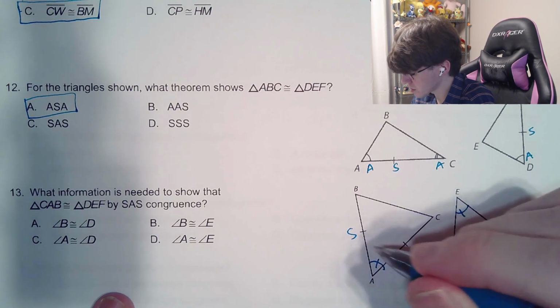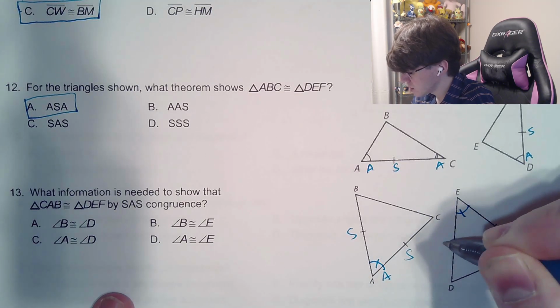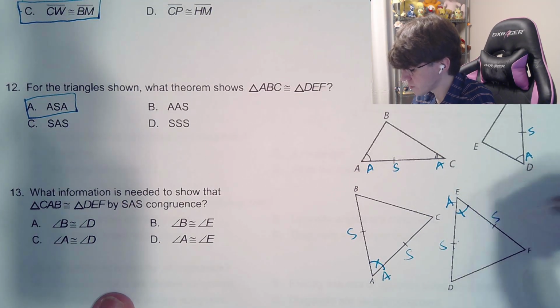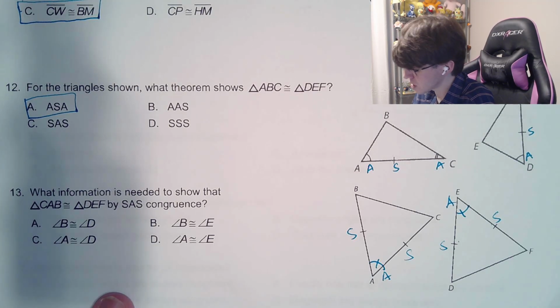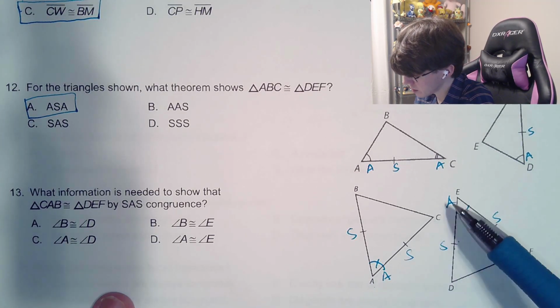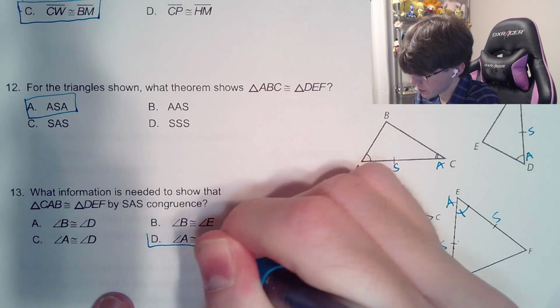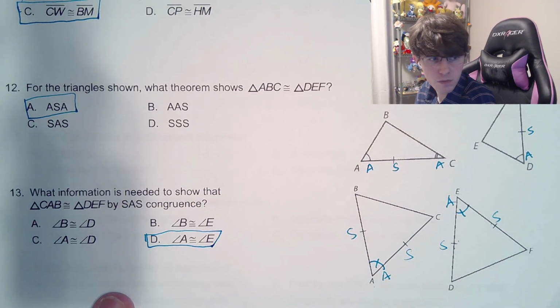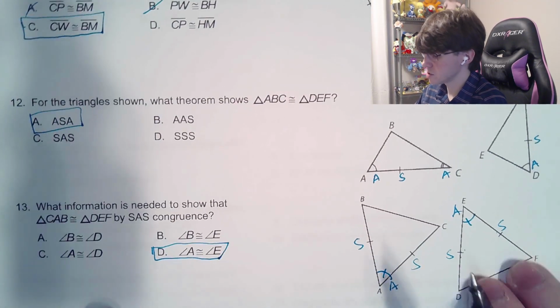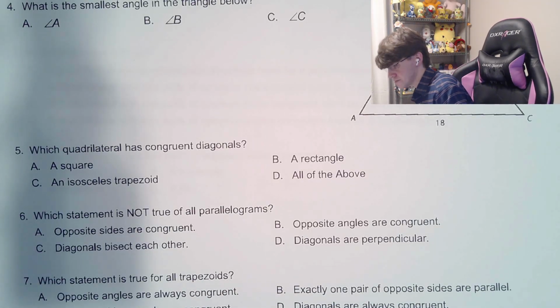And again, if we use our letters like we did last time, the side, angle, side, we would see that we do in fact have that side, angle, side. Which angle did we actually say? The angle A and the angle E. That is letter D. Boom, boom, boom. Let's go on to the very next page.